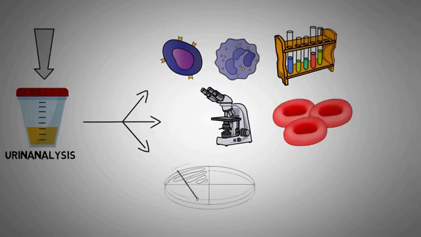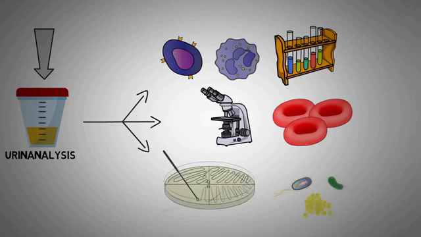Your urine culture is positive if it shows a bacterial colony count of greater than or equal to 10⁻³ colony forming units per milliliter of a typical urinary tract organism.